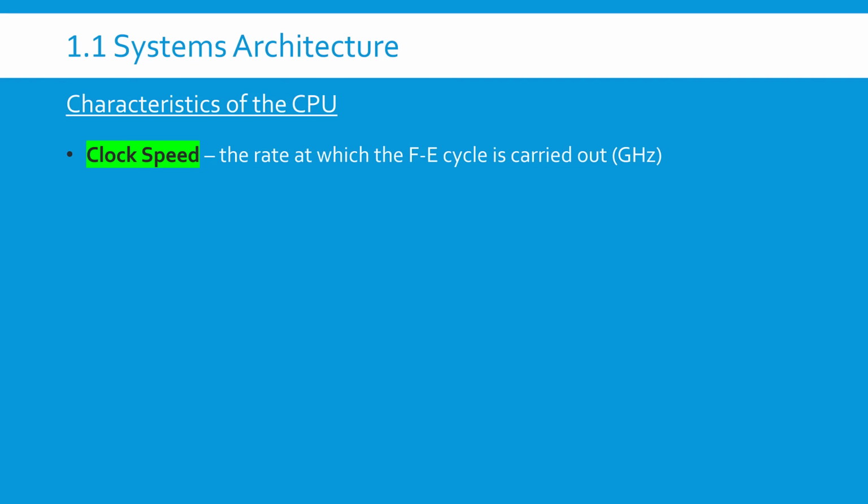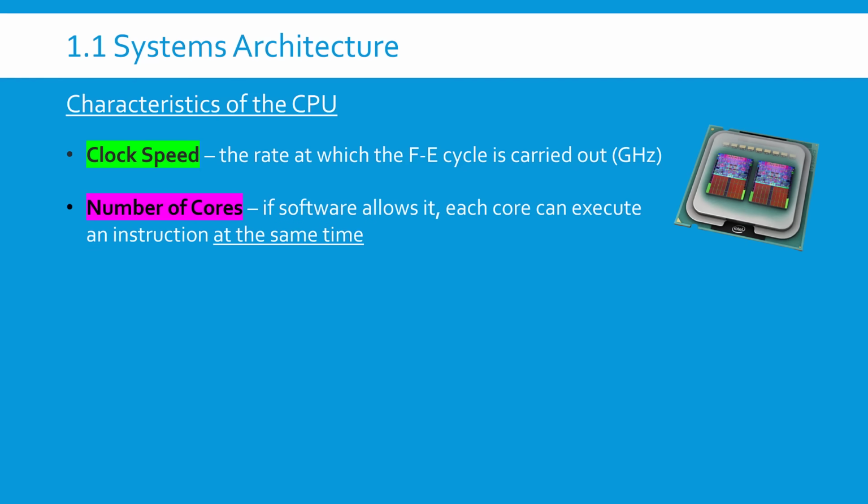So this is the rate at which your fetch execute cycle is carried out. Now for most CPUs, the rate of this is in terms of gigahertz, so billions of cycles per second. If you increase the clock speed, the CPU will work harder and do more of these cycles per second. The number of cores is another important characteristic.